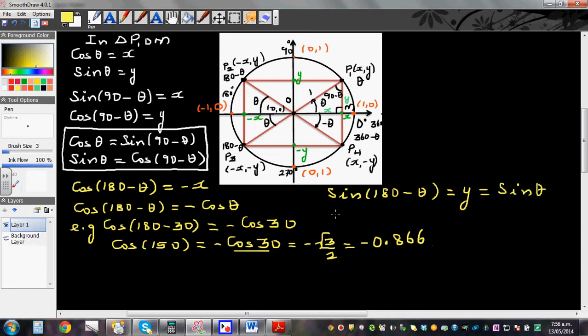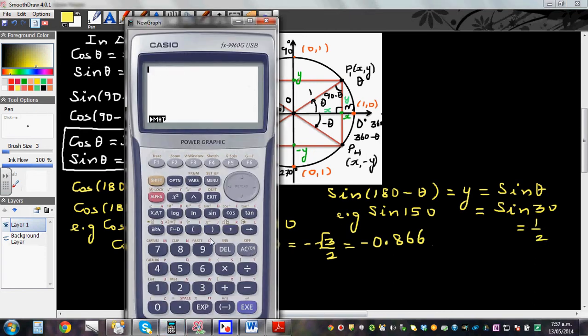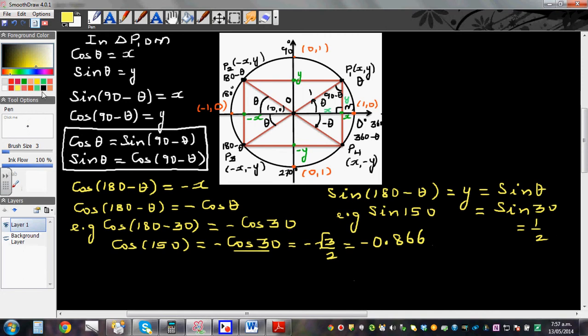So to give an example, here you can say sine of 150, taking theta as 30, would be equal to sine 30. So let's show that, which is sine 30 we know is half. Okay, so let me show you that. Sine 150 is 0.5 or half, and sine 30 is also half. Okay, so let's prove a few more results.